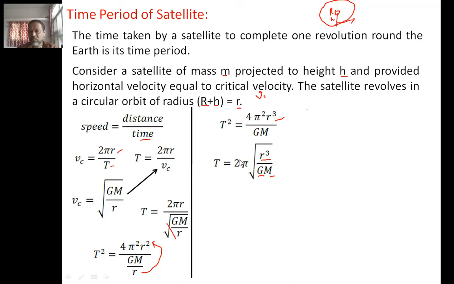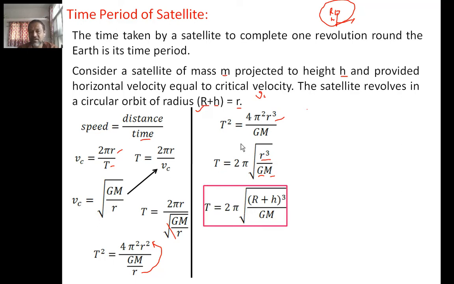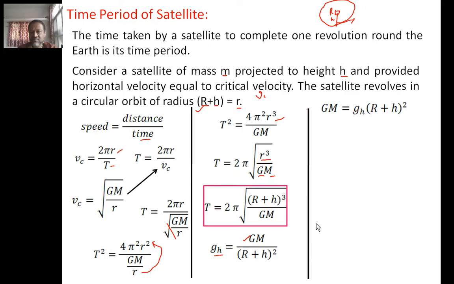So we know this r, you can substitute this small r into this formula. If you substitute this, we'll get another formula, t is equal to 2 pi under root r plus h bracket cube upon gm. Further, we can write the same formula in terms of gh. Now gh is the gravitational acceleration at height h. To substitute this, we have to find the value of gm. So gm is equal to gh into r plus h bracket square.